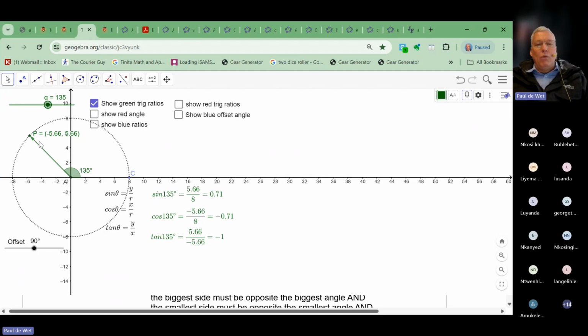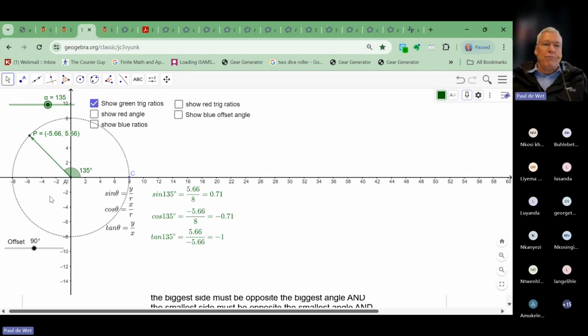So if I'm finding cos, it is X over R. In this quadrant, cos will be negative. Tan is Y over X. Tan will be negative. But in quadrant 2, sine will be positive because sine is Y over R.